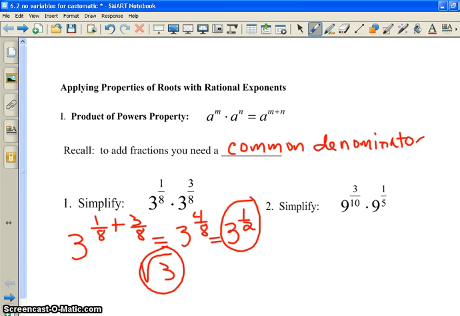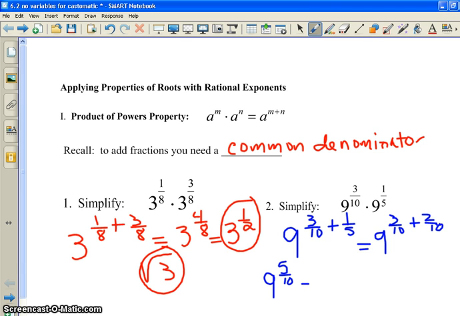Now the next one we're going to do is we are going to simplify 9 to the 3/10 times 9 to the 1/5. Again, we have common bases, the same bases, so we're going to add the exponents. 3/10 plus 1/5, getting a common denominator of 10. We're going to have 9 to the 3/10 plus 2/10 would give you 9 to the 5/10, which is the same as 9 to the 1/2, which in radical form is the square root of 9, which simplifies to 3.